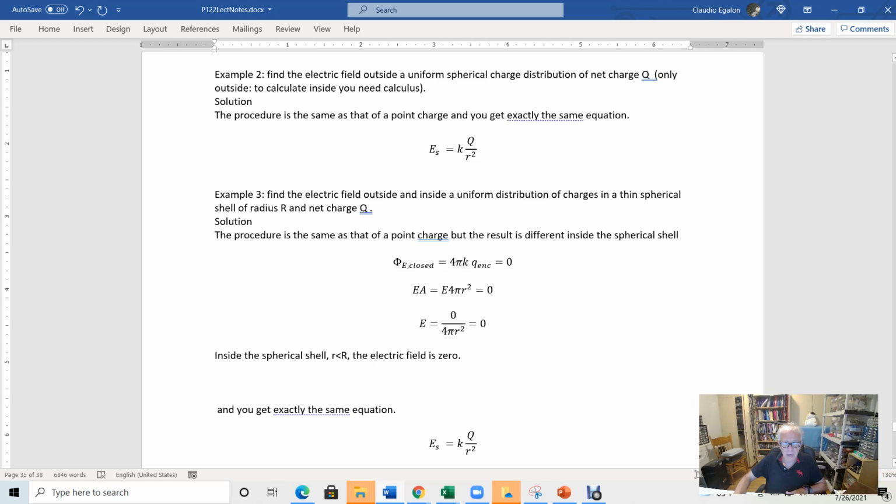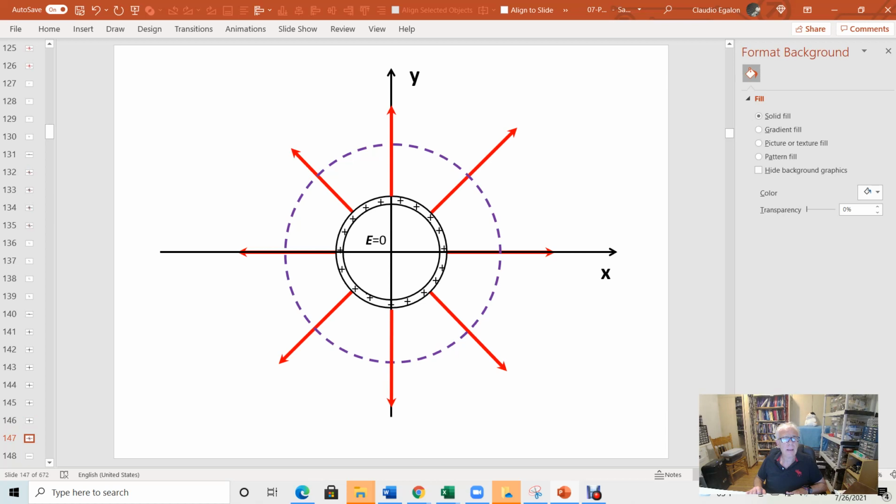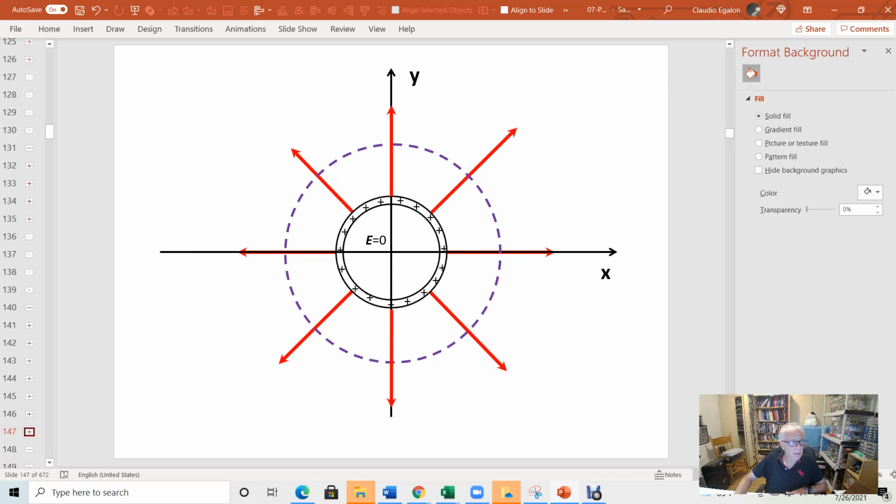Outside the spherical shell is exactly the same result as a point charge. So you do the same thing: you take the imaginary Gaussian surface, the electric field, the vector area, and you get the electric field of a point charge.